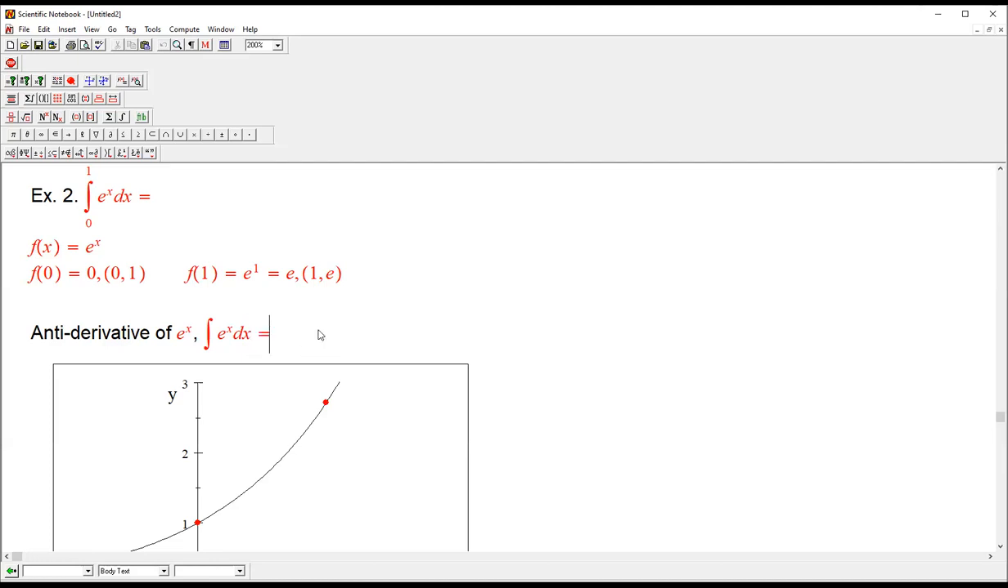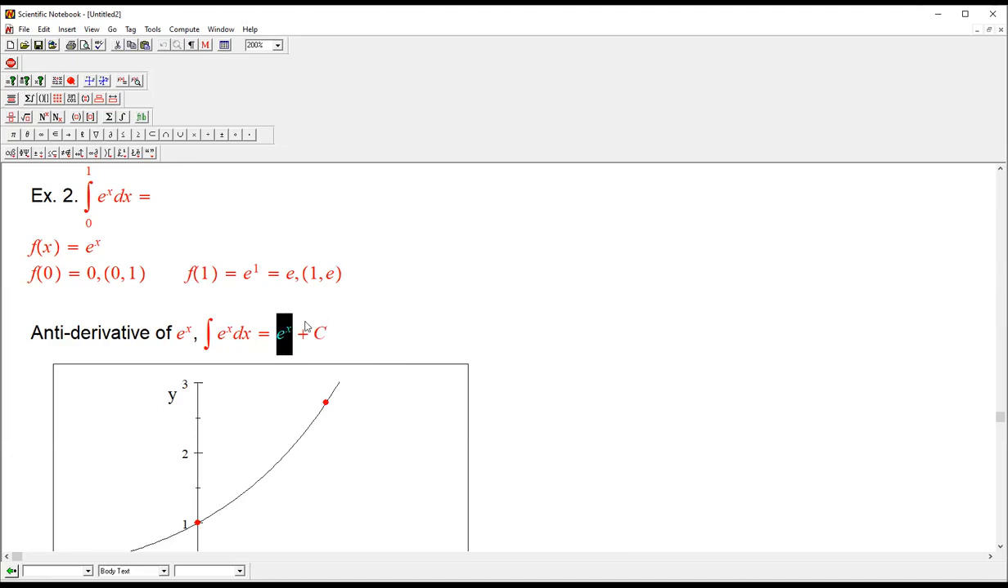And what is it? It's e to the power x plus a constant, right? Because we know that e to the power x has many, many antiderivatives. And the fundamental theorem of calculus part 2 says all you have to do is pick one of them. There are all these antiderivatives as you choose different c. C can be any real number. You just pick one. Well, how about I just pick the one when c is 0?